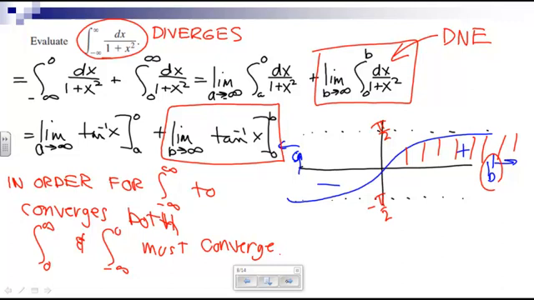Inverse tan has asymptotic behavior to those two horizontal asymptotes. So as it approaches infinity, that value is getting closer to pi over 2. But the integral is talking about the area under the curve, and that area is never going to be finite. That area is infinite.